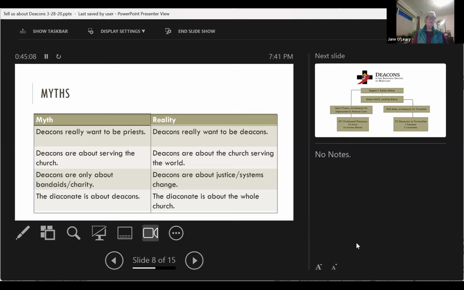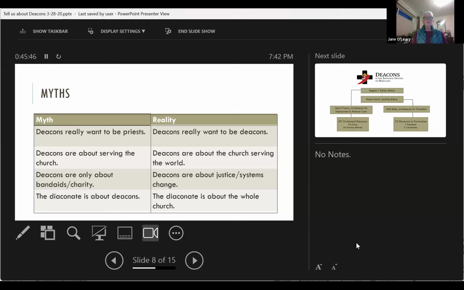And so another myth is that deacons are about charity. I think there's a lot of stereotype about church work being charity stuff, but deacons are just as importantly about justice and about systems change. So yes, we're about feeding people, but we're also about asking why in a rich resourced country there are hungry people to begin with.